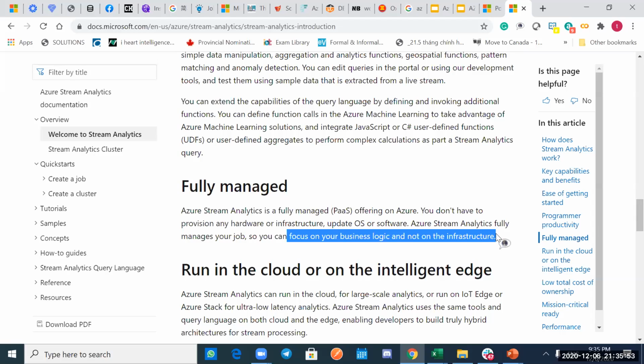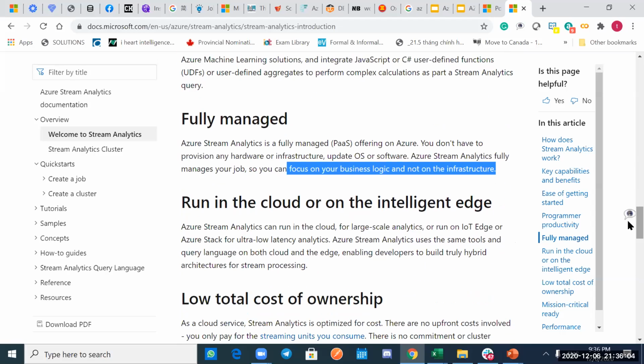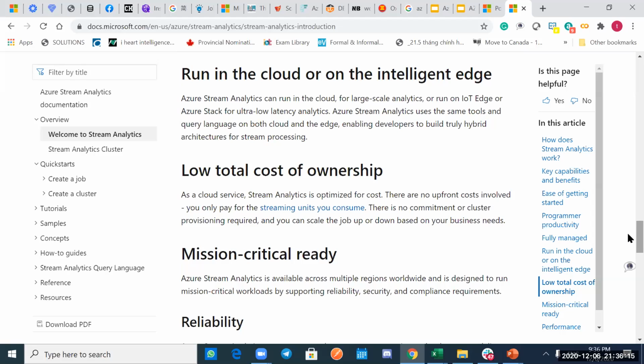So you don't have to worry about when you need to update the next batch, or conflicts of software installed in the infrastructure. So it saves a lot of time. I'll tell you this. And it runs on cloud or on edge, so IoT Edge, Azure Stack, which is on edge devices, and it's low cost of ownership.